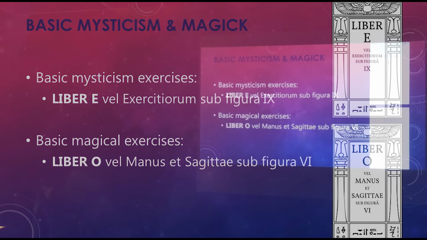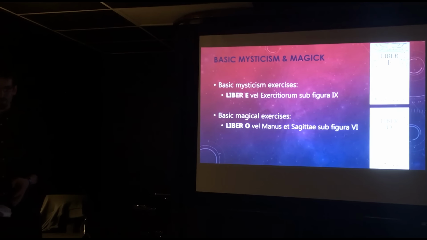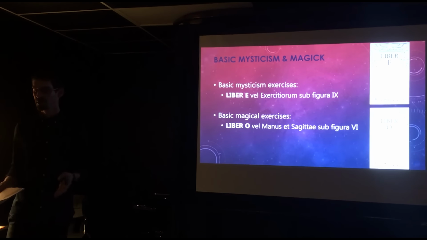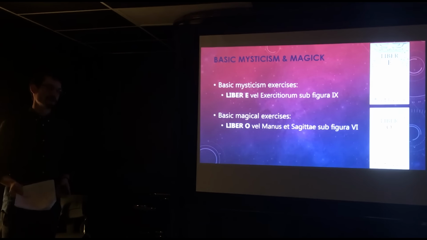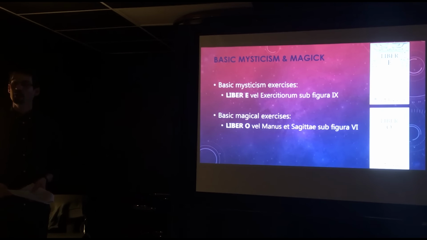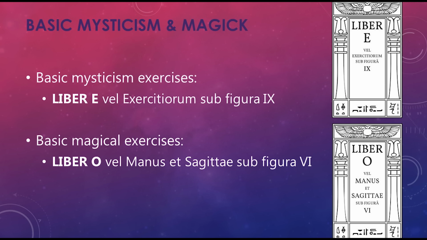Basic mysticism and magic. So if you leave here and you don't know what to look up, even though I've been telling you all these things, Liber E and Liber O is where you should start. Crowley had these as the foundational texts of mysticism and magic. Each one is about 5 pages long. They're not long texts. He was very concise about it. Liber O is actually a little bit longer than that. Liber E might be a little shorter.